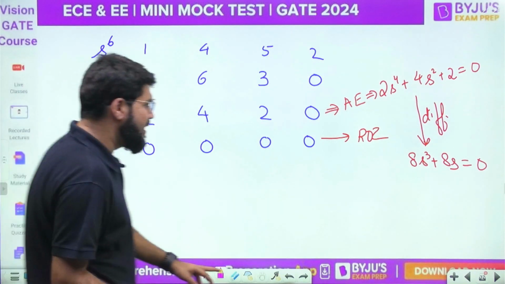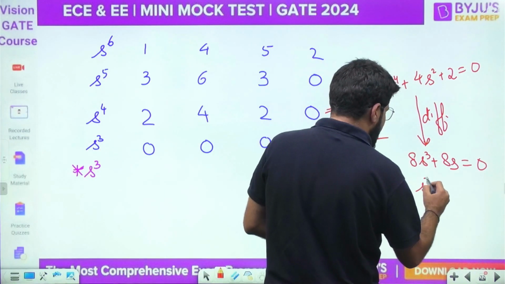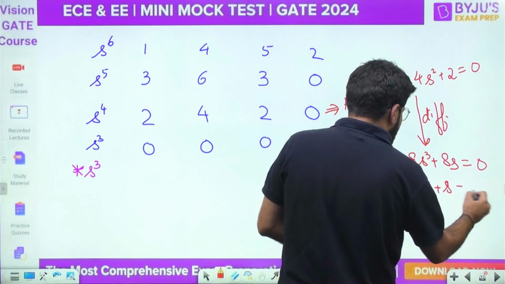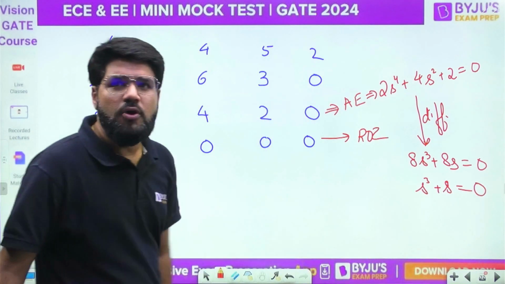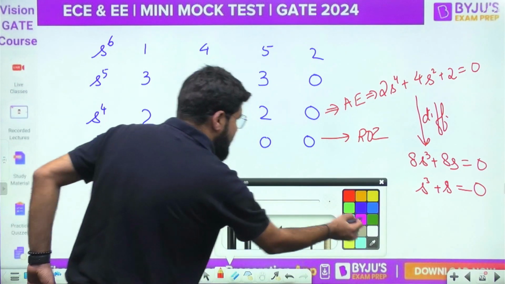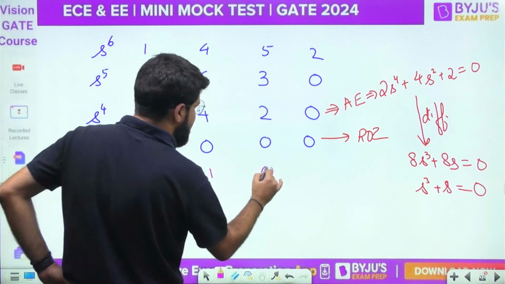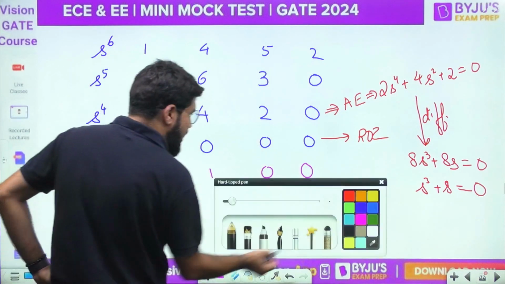Rather than 8 and 8, let's make the calculations a little simpler. If we take 8 common, then it is s cube plus s is 0. You can take 8 common also and cancel it up. So ultimately it is just 1 and then 0 and then 0. Now continue with the route array.